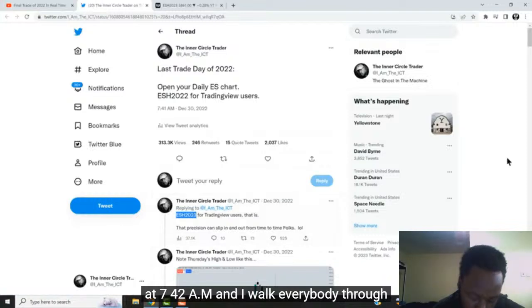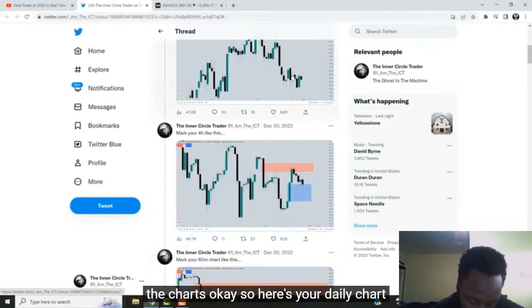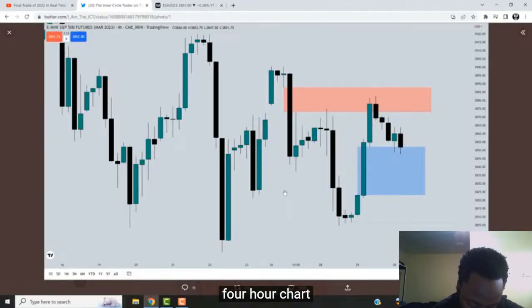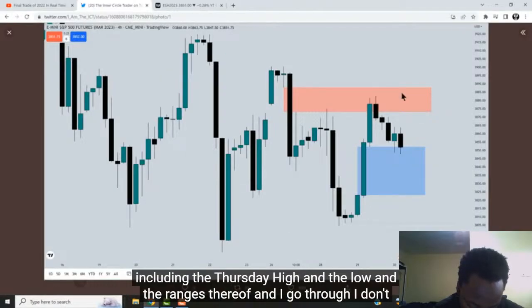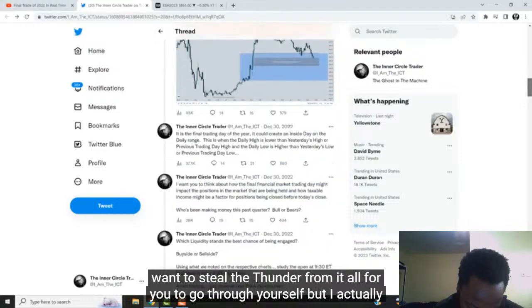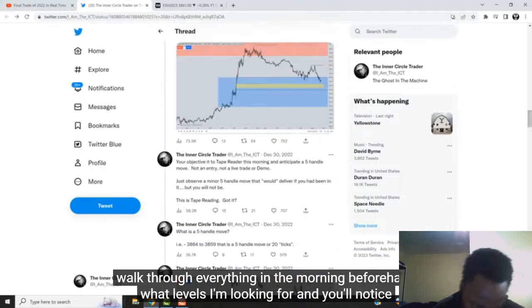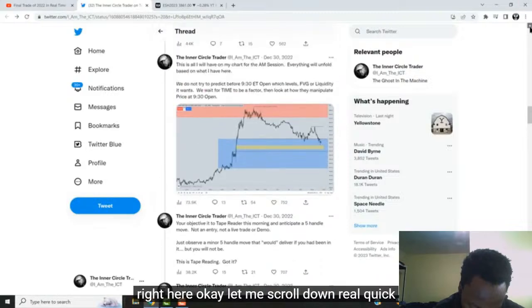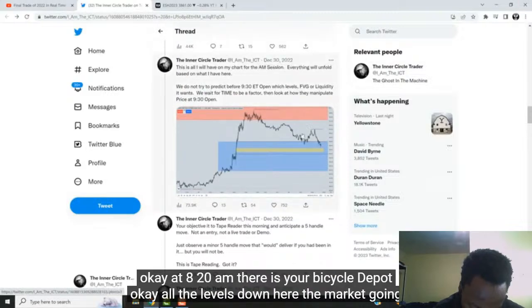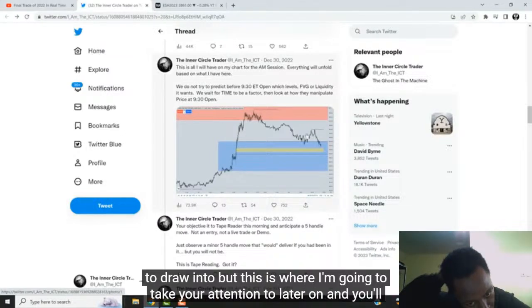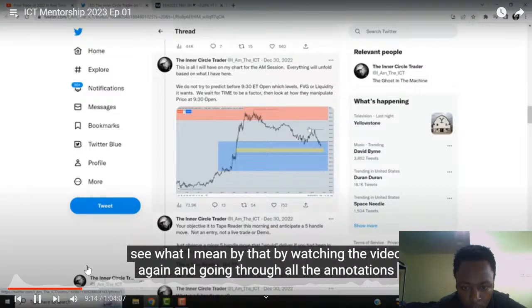It's 7:42 a.m., and I walk everybody through the charts. Here's your daily chart, then the 4-hour chart, noting the Thursday high and low and the ranges thereof. I don't want to steal the thunder from you going through it yourself, but I walk through everything on the morning beforehand, what levels I'm looking for. Let me scroll that real quick. At 8:20 a.m., there is your buy setup. All the levels down here, the market I'm drawn into, but this is where I'm going to take your attention to later on, and you'll see what I mean by watching the video again and going through all the annotations here.